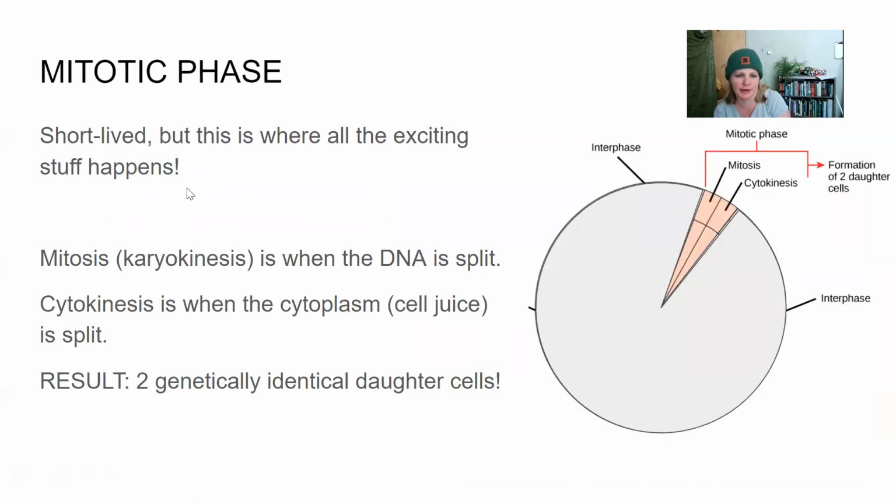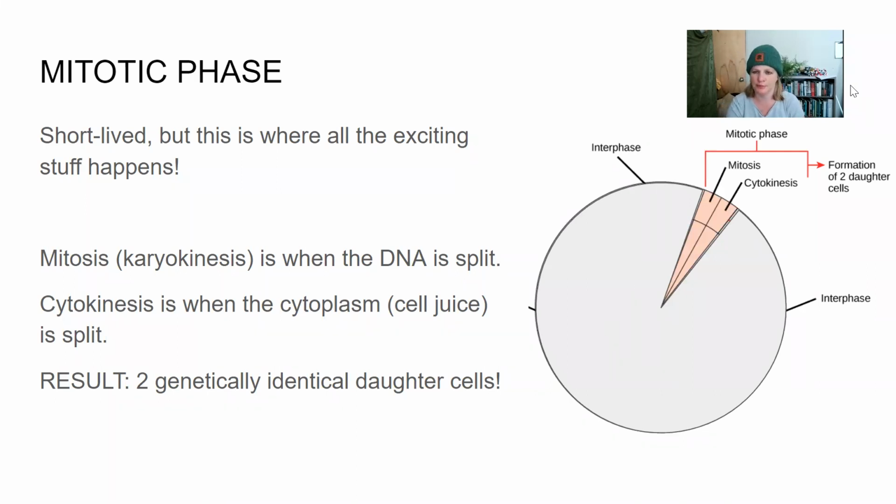So what we end up with after mitosis is two genetically identical daughter cells. When we talk about meiosis next week, we're going to see that that's different. Mitosis gives two genetically identical daughter cells.